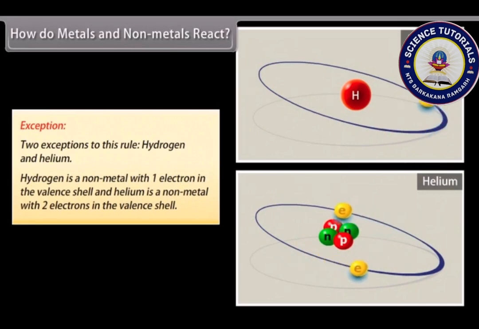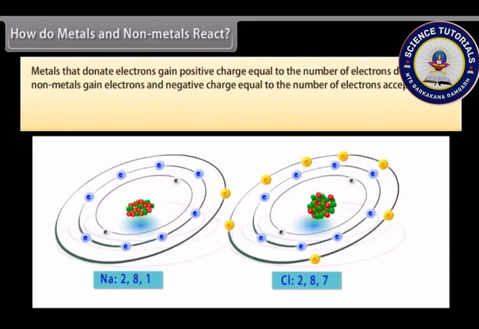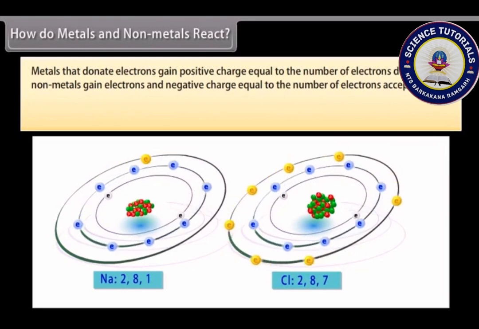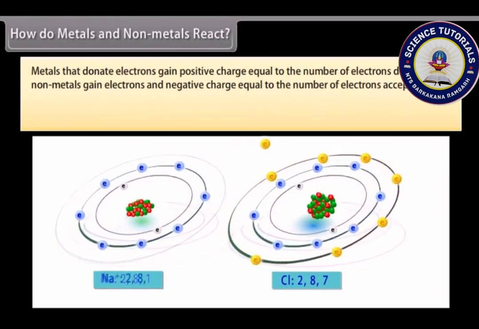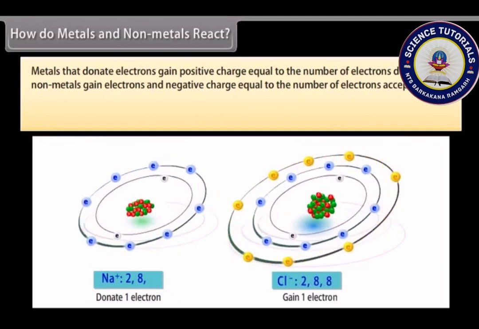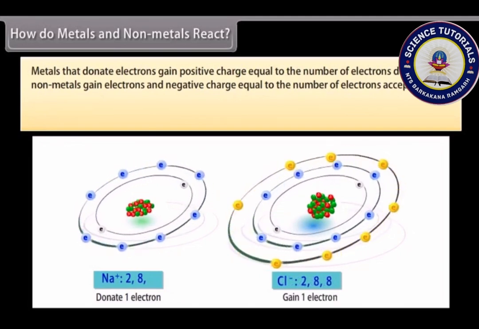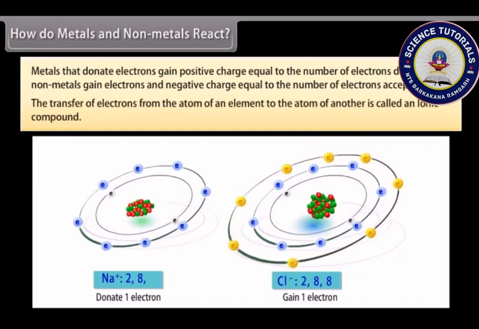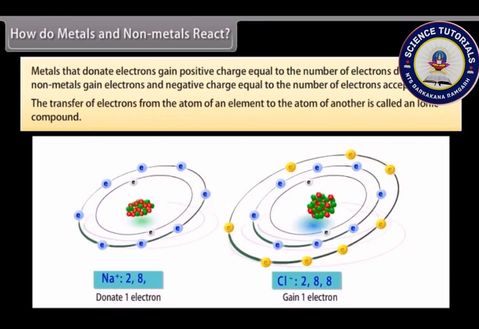Metals that donate electrons gain a positive charge equal to the number of electrons donated, and nonmetals gain electrons and a negative charge equal to the number of electrons accepted. When a metal atom donates 1, 2, or 3 electrons from its valence shell to another nonmetal atom that has the ability to accept these electrons, it is known as electrovalency. As a result of this, both these atoms form the structure of an inert gas. The transfer of electrons from the atom of an element to the atom of another forms an ionic compound.